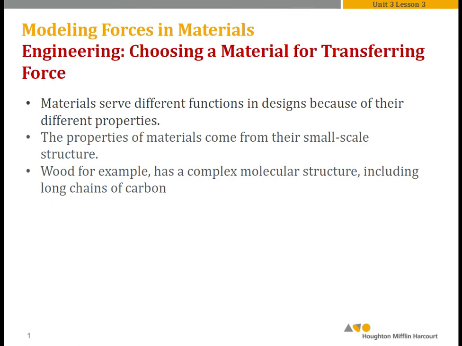There's a huge number of materials that can be used in different kinds of design. They serve different functions because they have different properties. The properties of all materials at a large scale are based on their small scale structure, the structure of their molecules, their crystals, the way the atoms are arranged. That is what ultimately determines every property that exists at a large scale.